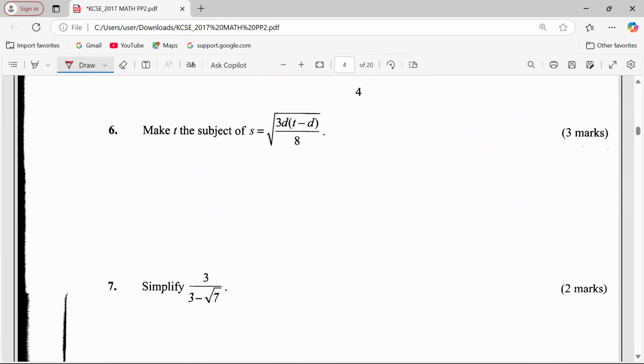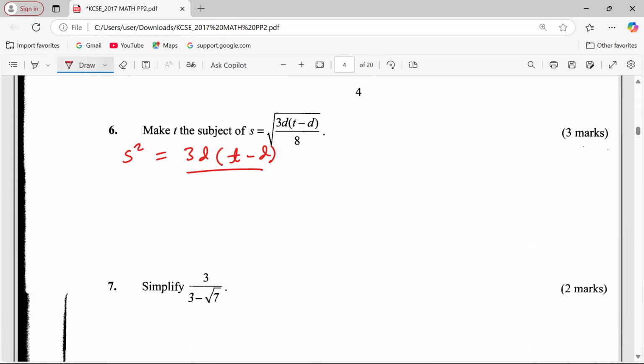Number 6, make T the subject of S equals the square root of 3D into T minus D divided by 8. Now that there is a square root sign, we can square both sides so that we have S squared equals 3D into T minus D over 8. Remember, we are making T the subject. Therefore, we can multiply through by the reciprocal of this coefficient.